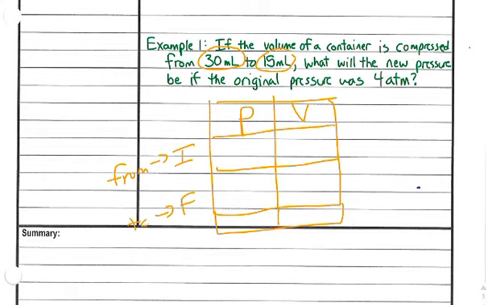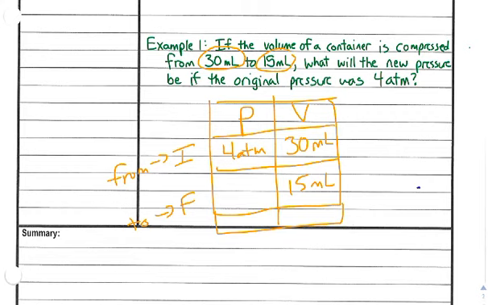And the final is the 15, or it ends up as start, finish. Either way, those words indicate where it's at. So I've got my 30 milliliters would go right here, and my 15 milliliters would go here. These are volumes. That's why I put them over there. It says volume, but if you're not sure, you can always go by the units. Milliliters measures volume, so that goes there. It says, what will the new pressure be if the original pressure was 4 atm? So that 4 atm is my original pressure. I'm going to put it right here.